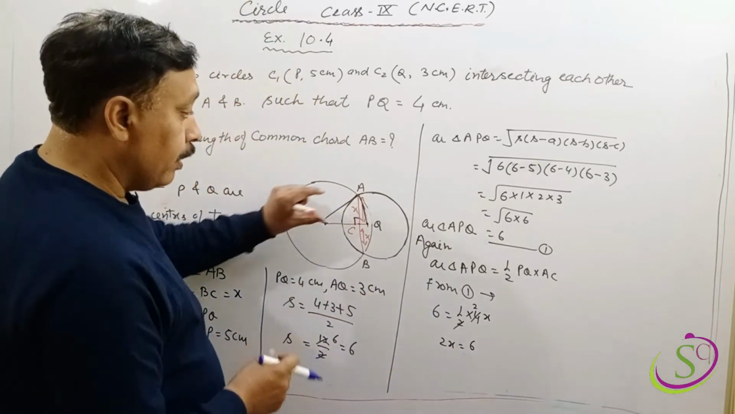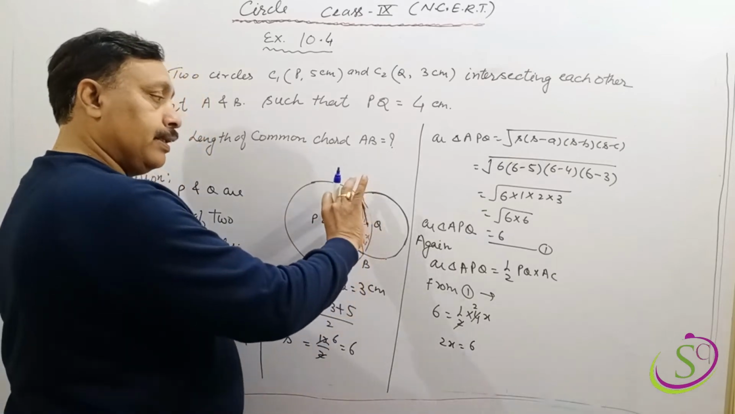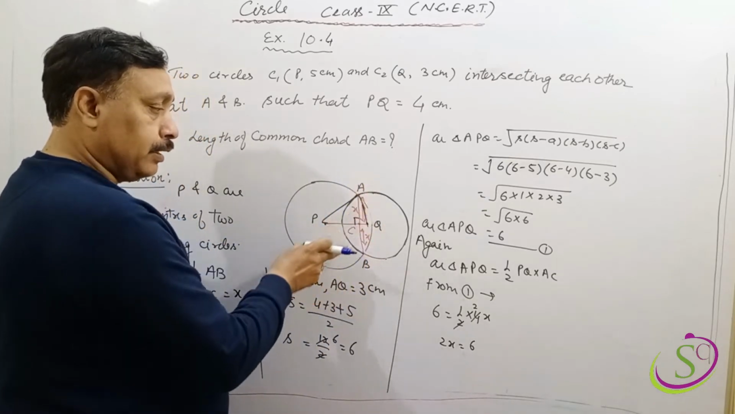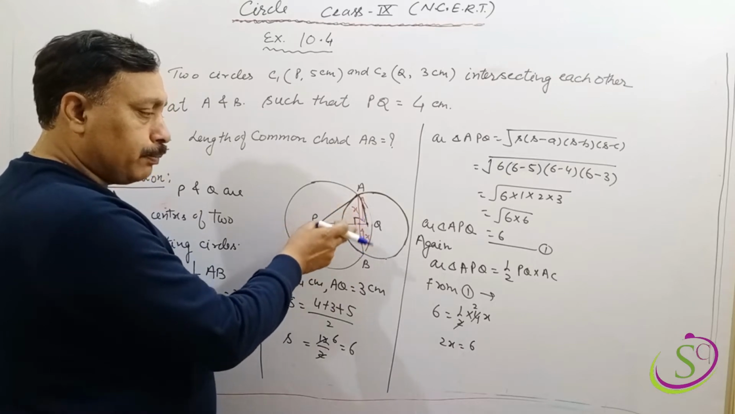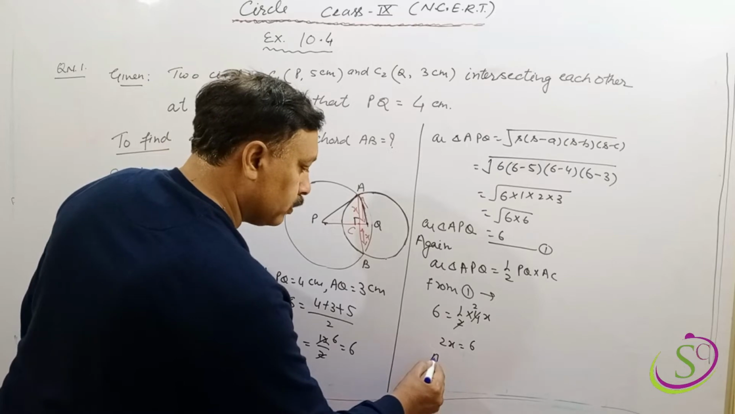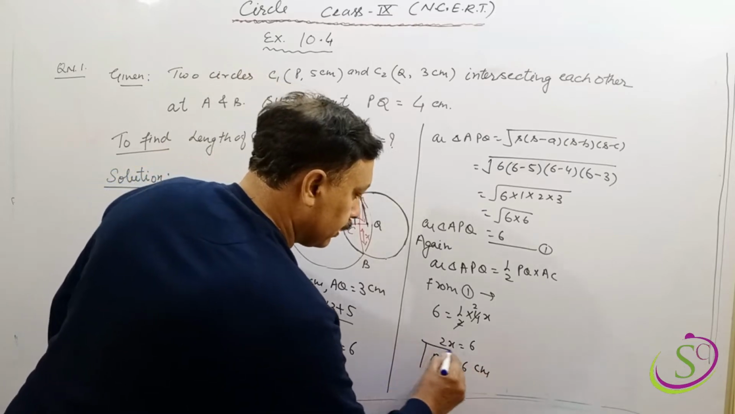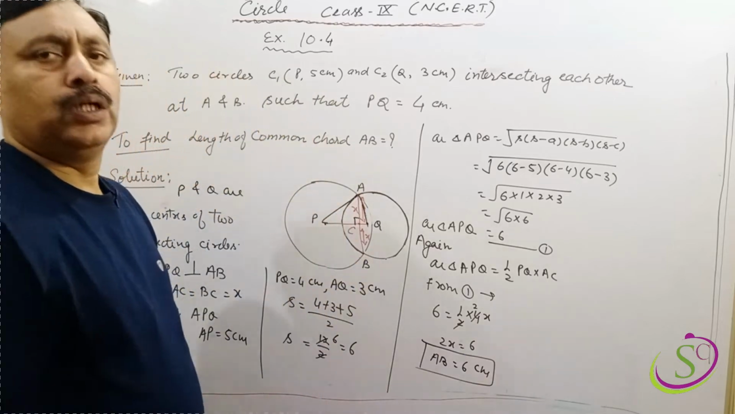And here x is this and x is this. This is AC x and BC x. If we add both the x, x plus x is 2x. So 2x can be written as AB. So AB equal to 6 centimeter. Is it clear? So do it.